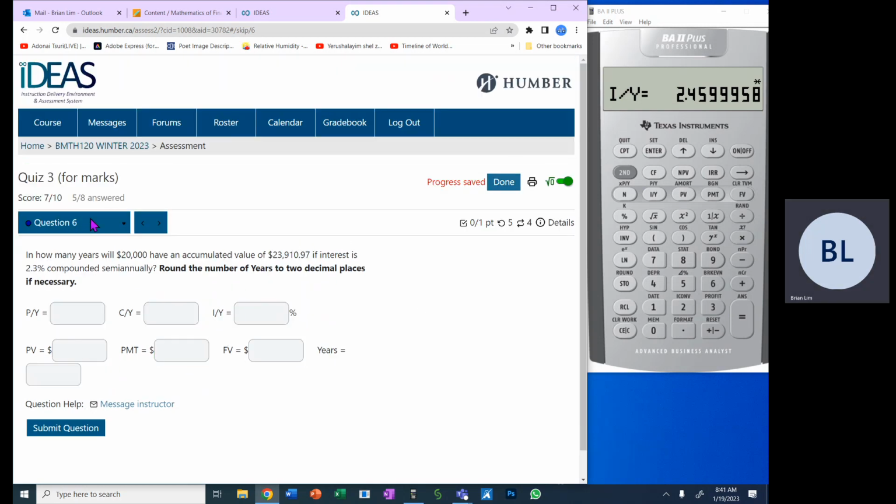Okay, let's go to the next question. In how many years will $20,000 have an accumulated value of $23,910.99 if interest is 2.3% compounded semi-annually? Okay, so this $20,000 is the present value, correct?